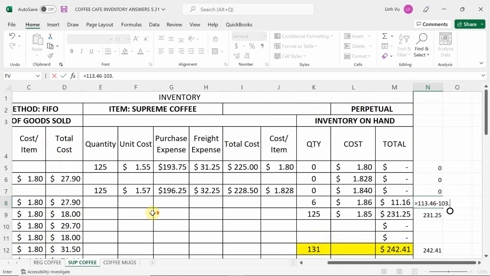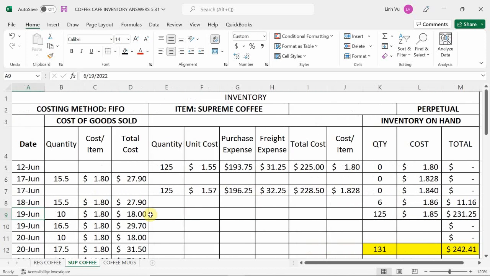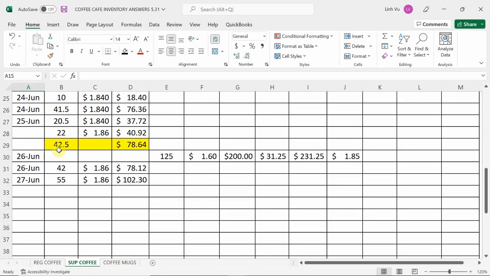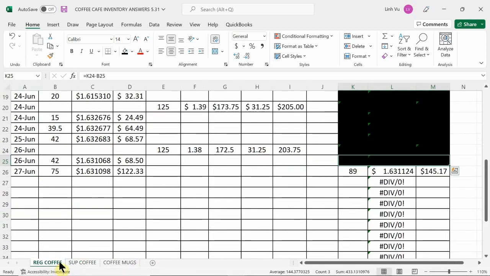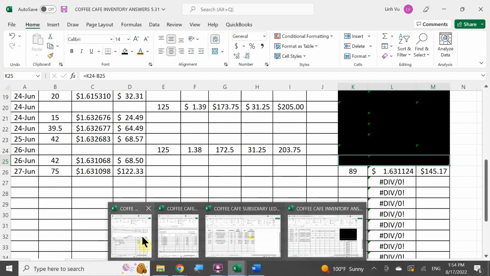It's 102.30. Mixed up the 2 and the 3. Okay, good. 11.16 should be left. Yes. And you have a grand total of $242.41. Okay. So you have a grand total of 102.30 for the Supreme and 122.33 for regular. Yes.